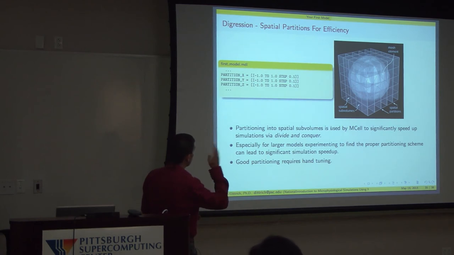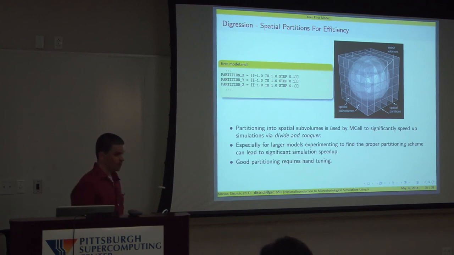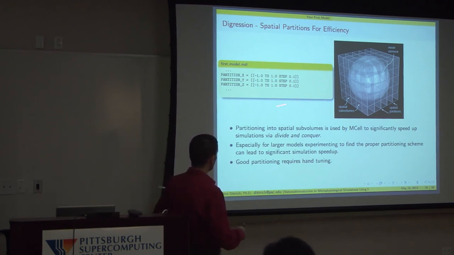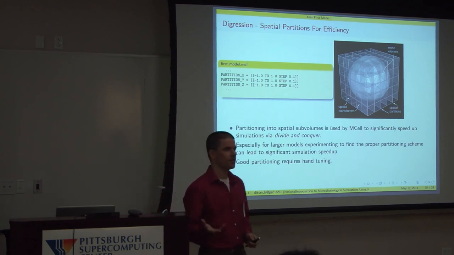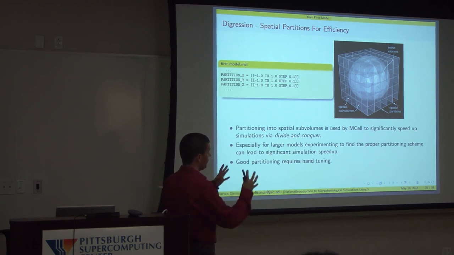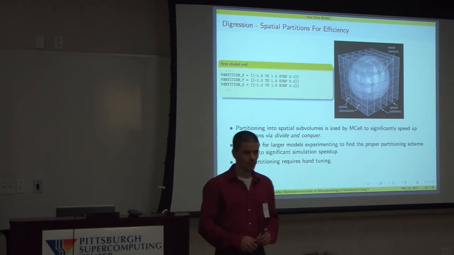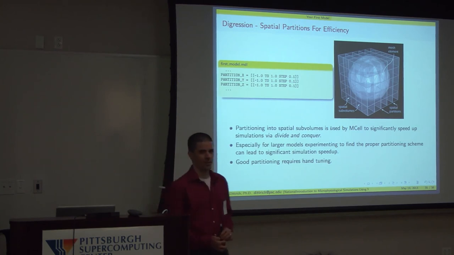So there are two more things I think I need to say. One is sort of a digression. It's a feature that you can and should put into your M cell simulations: the ability to partition your model. It doesn't change anything in terms of your simulation results, but it's an efficiency measure, and you should really do that, especially if you have more complex simulations. Basically, you decide on a spatial decomposition of your system that allows M cell to simulate much faster. So it's basically a divide and conquer algorithm.